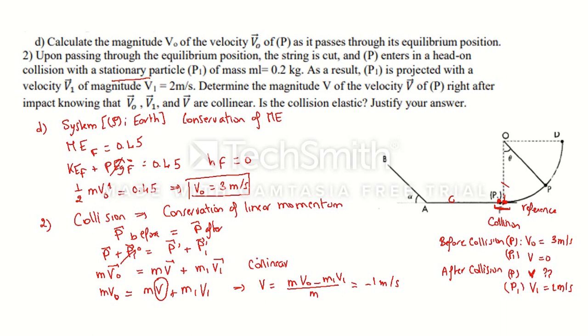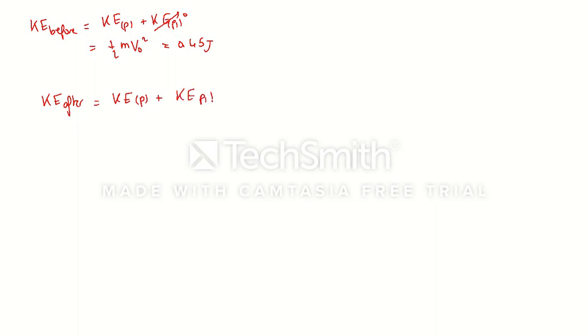Now we continue, and the question is: is the collision elastic? Justify your answer. So in order to know if the collision is elastic or not, what should we do? We should find KE before and KE after the collision. So KE before the collision is equal to KE for the particle P plus KE for the particle P1, which is equal to half mv0 square, but this is 0 for P1 since it's stationary, so we'll obtain 0.45 joules. For the second one, KE after the collision, also is KE for the particle P plus KE for the particle P1, but this is for what?